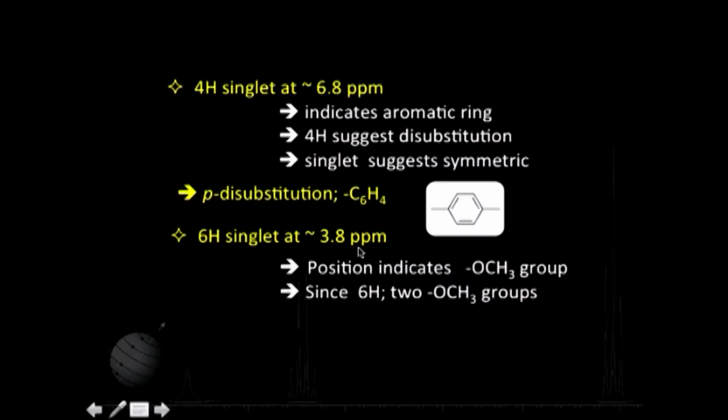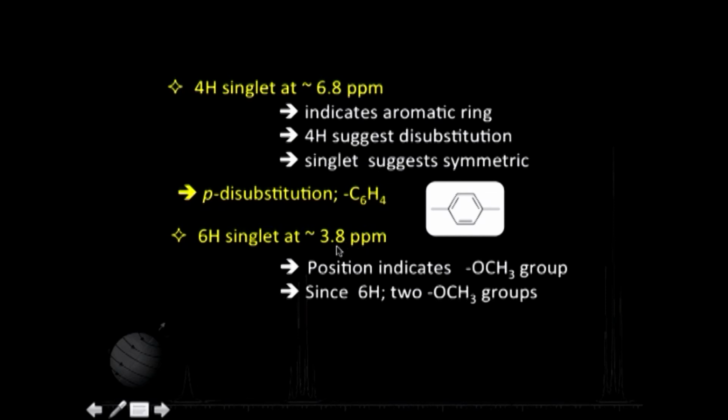The second signal is a 6 proton singlet at around 3.8 ppm. This is very interesting. Now, there are again 3 things there. One, the number of protons, 6, fine. Singlet means no neighbor, and then the location, 3.8. I think that is where we should start.